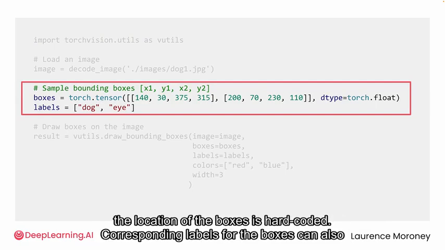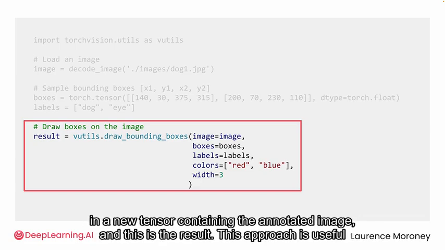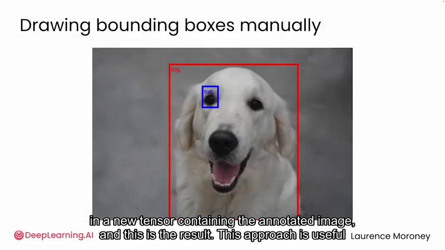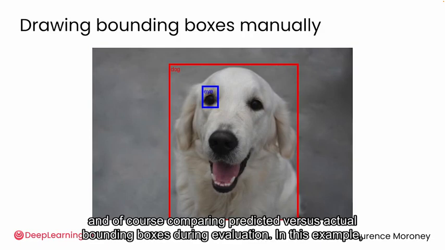In this example, the location of the boxes is hard-coded. Corresponding labels for the boxes can also be defined. Calling Draw Bounding Boxes with the image tensor, box coordinates, and labels results in a new tensor containing the annotated image. And this is the result. This approach is useful for visualizing object detection results, annotating ground truth during dataset creation, and of course comparing predicted versus actual bounding boxes during evaluation.